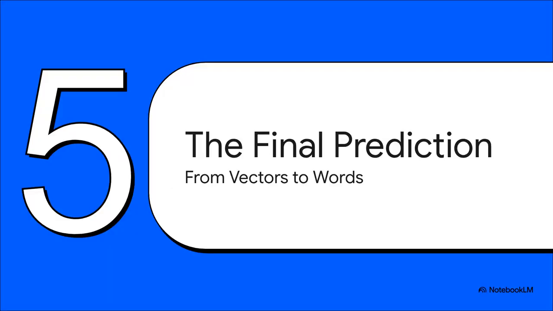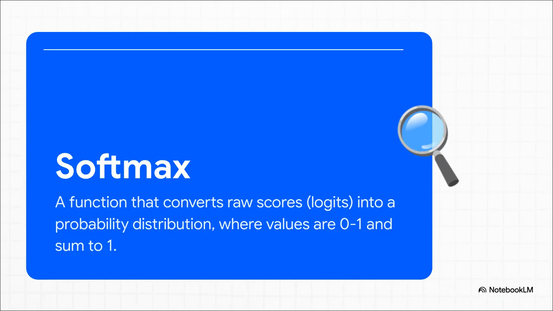Okay, we've gone from words to vectors, we've mixed them all up for context, and we've sprinkled in some facts. Now for the grand finale. How does the model turn all of that complicated math back into a single, clean word? So after a vector makes its journey through all the layers of the transformer, it's used to generate a raw score for every single word the model knows, tens of thousands of them. But these scores are kind of messy. That's where a function called softmax comes in.